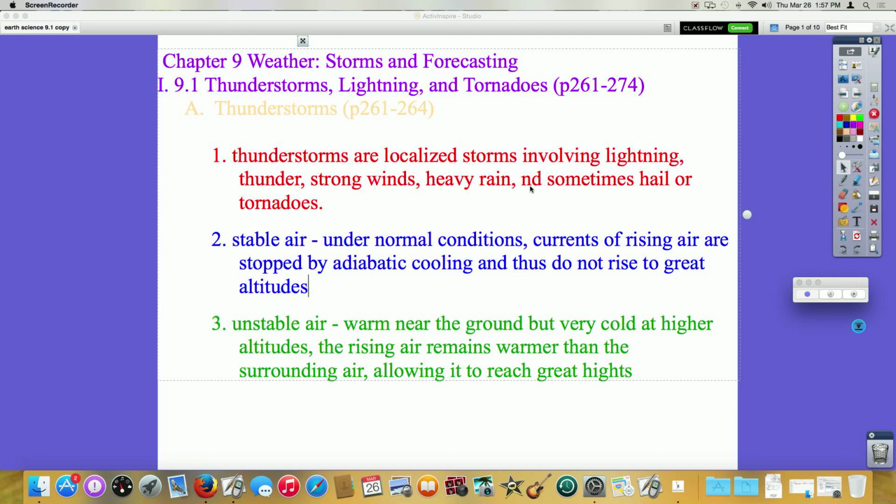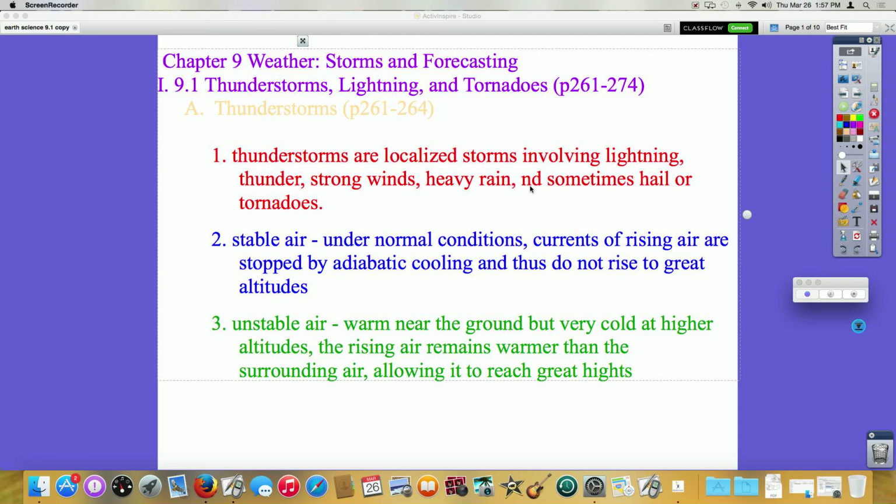And to get that strong updraft, we have to look at air conditions here, and we have two terms here, stable air and unstable air. Stable air is under normal conditions. Currents of rising air are stopped by adiabatic cooling, and therefore do not rise to great altitudes. They go up quite a ways, but there is a definite point where they stop.